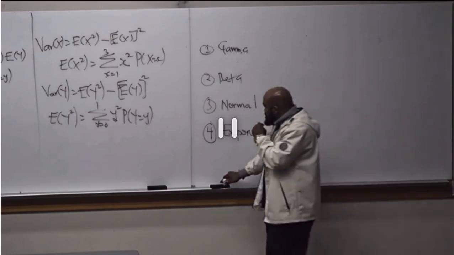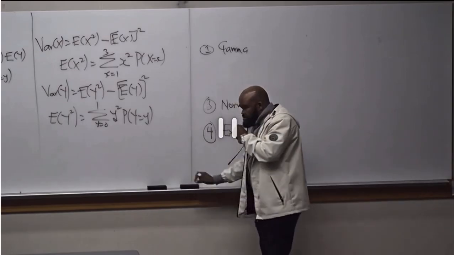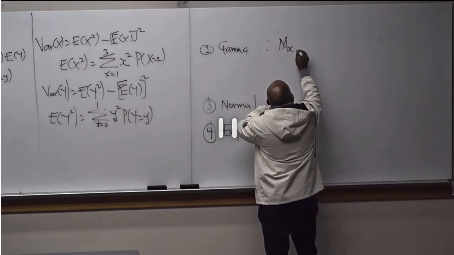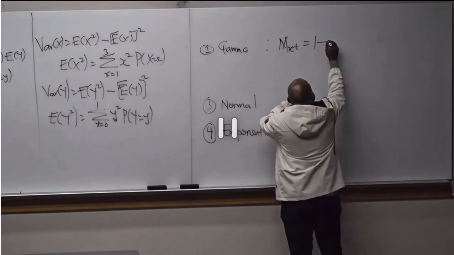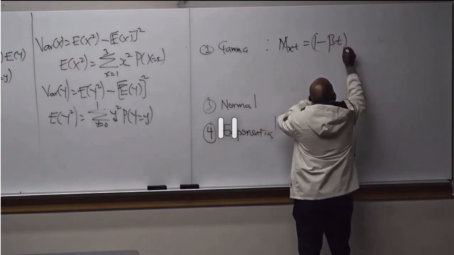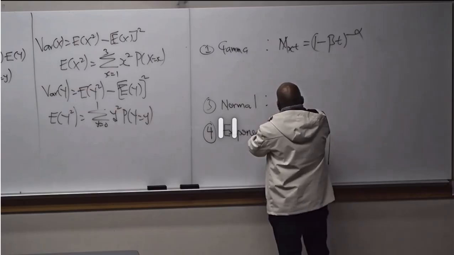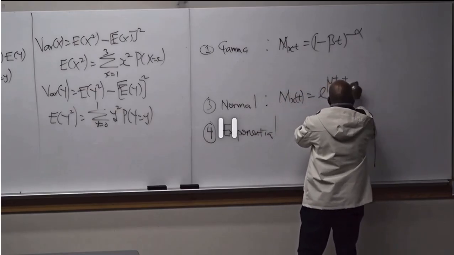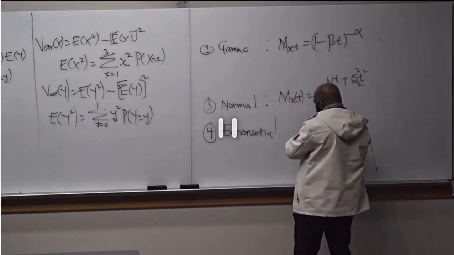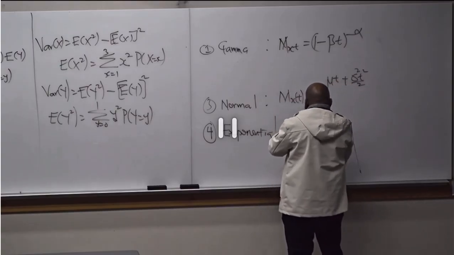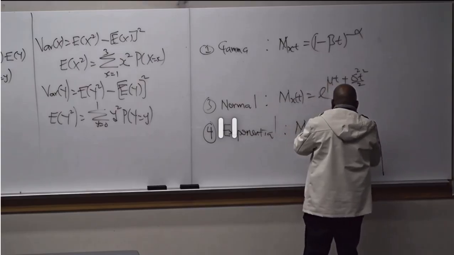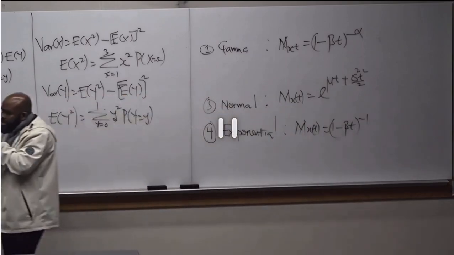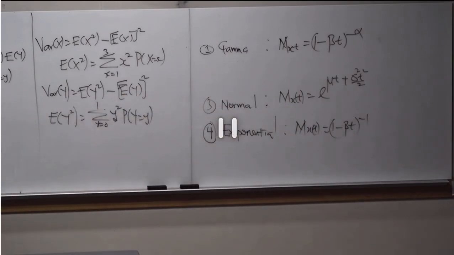But let me tell you this. I'm going to remove one of these, of course, leaving these three. Here, the moment generating function is 1 minus beta t raised to the power minus alpha. Here, the moment generating function is exponential raised to the power sigma squared t squared over 2. And here, the moment generating function is 1 minus bt raised to the power minus 1. I'm going to give you any of these, and I ask you to derive the mean and variance.